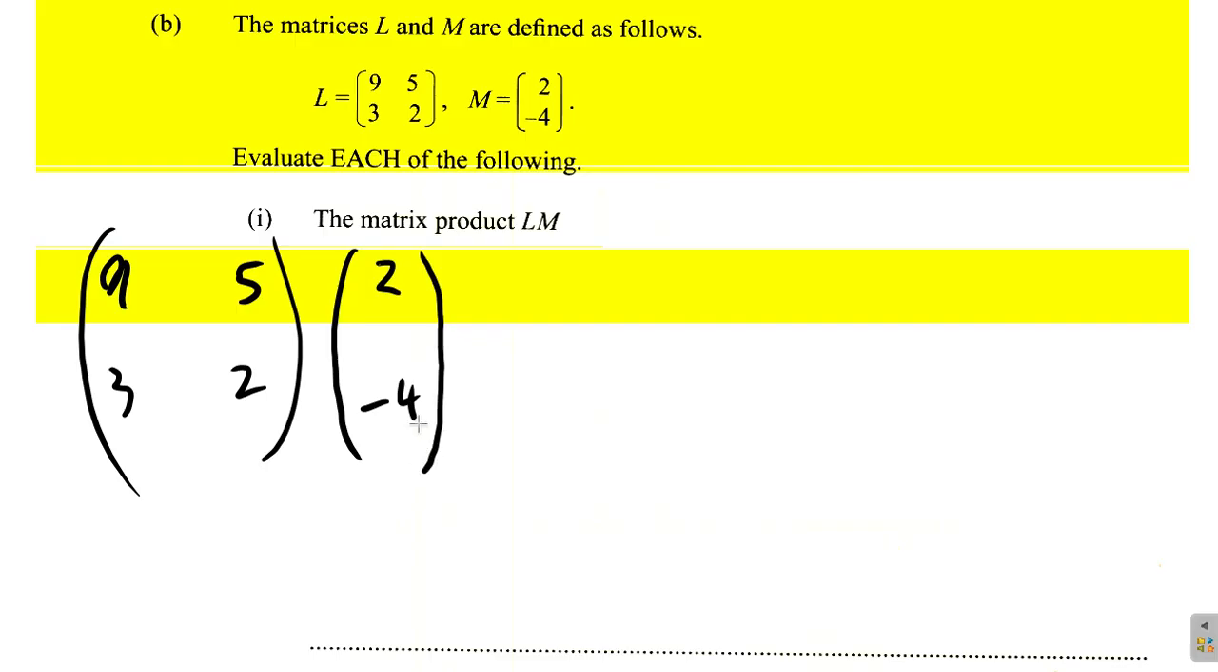What did you get for LM when you did it? If you didn't do it, write this down and stop the video or pause it and go work it out on paper, and then you come back to it. Alright?